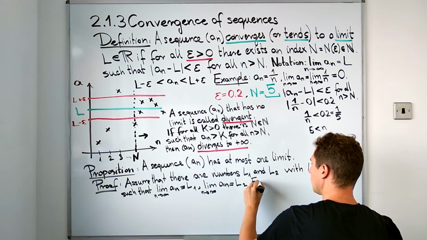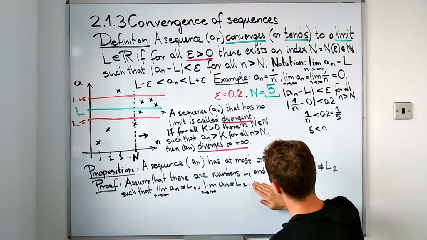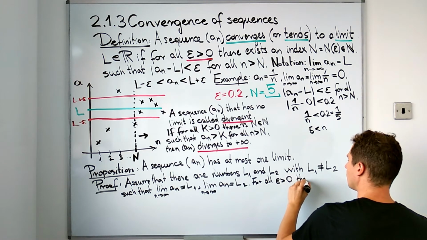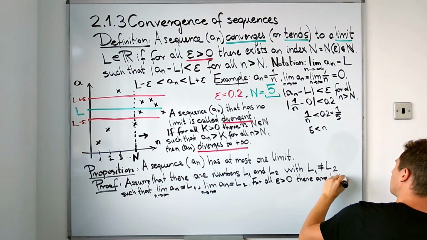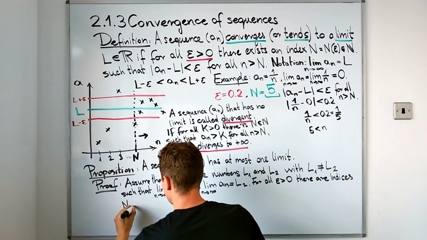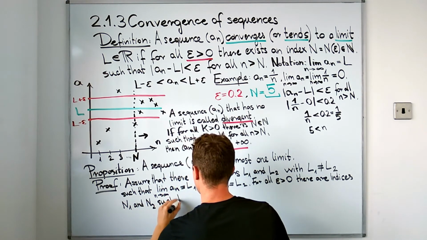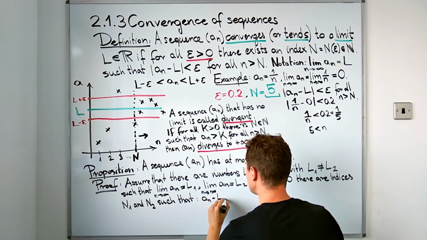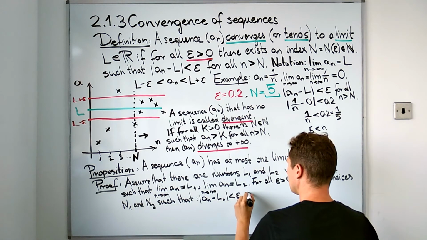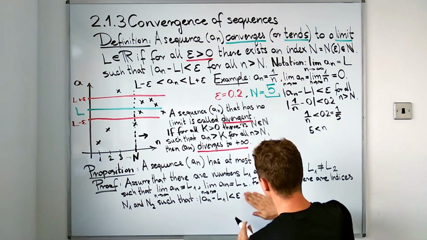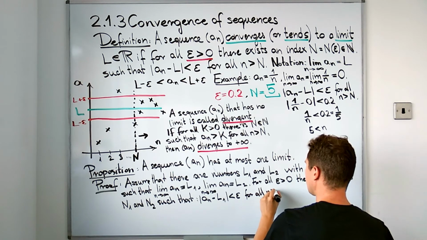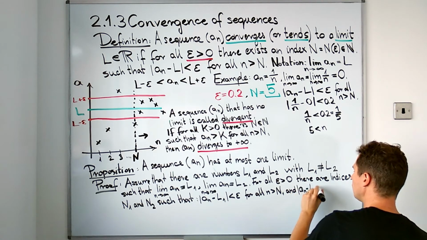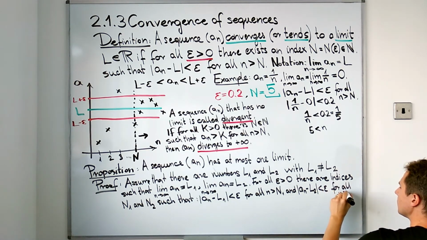So for all epsilon greater than 0, all positive epsilon, there are indices n1 and n2 such that, so all I'm doing is using the definition of convergence, for the first limit, a_n has to be closer to L1 than epsilon, and this has to happen for all indices that are greater than n1, and similarly for the second limit, a_n has to be closer to L2 than epsilon for all indices that are greater than n2.